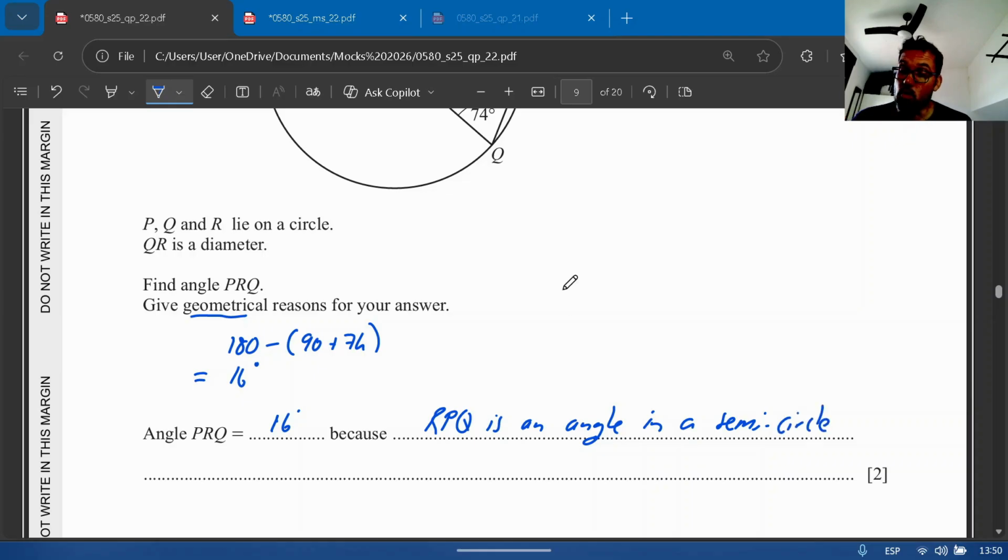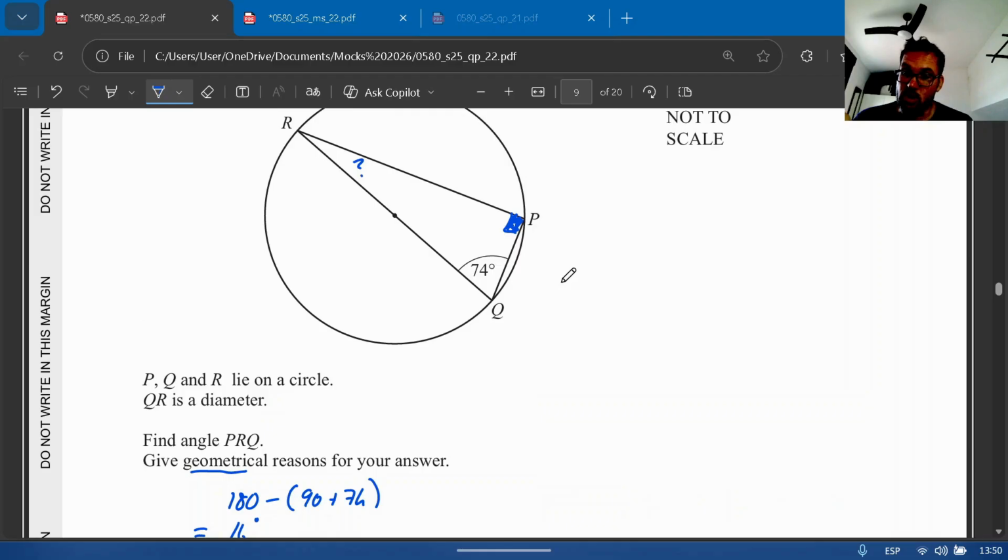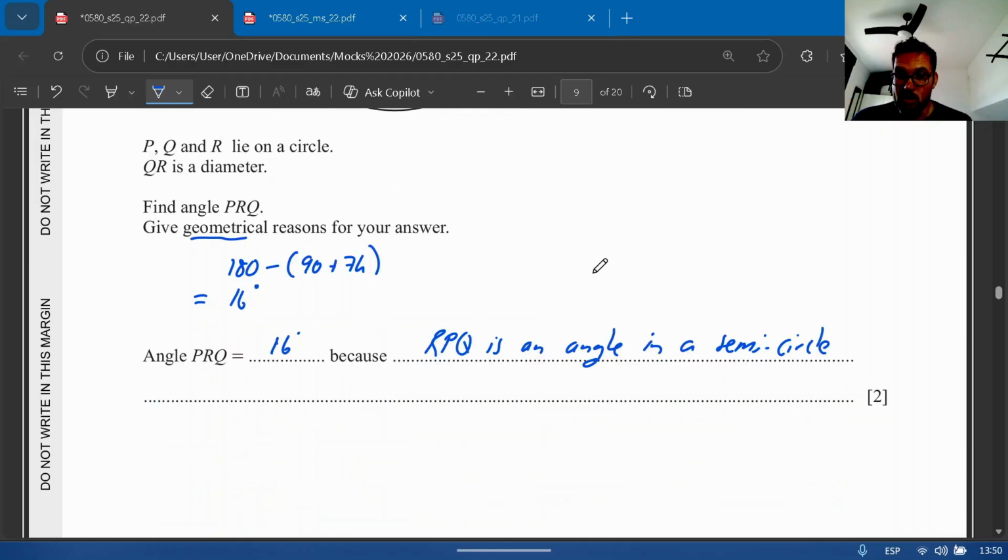Well, that's not the only one we used. We also used angles in a triangle add up to 180. Now, if you're unsure, do I write that? Yes, let's write it. So let's write angles in a triangle equals 180. So those are the two geometrical reasons I've used.